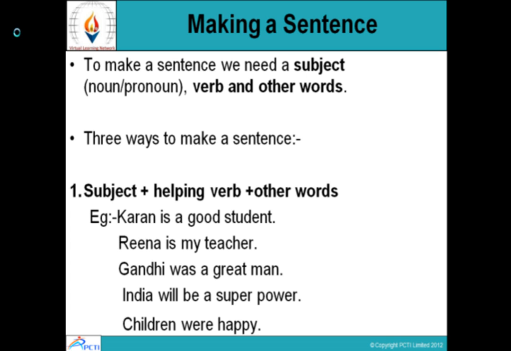Let's take one more example. Reena is my teacher. Again, Reena is the person here about whom we are talking. Again, Reena is just one person, so it's a singular noun. So we would use the helping verb is with Reena. My teacher, other words. Here, please note, when we only use a helping verb, we can only tell the state, no action. There is no action in this sentence. We only indicate the state.